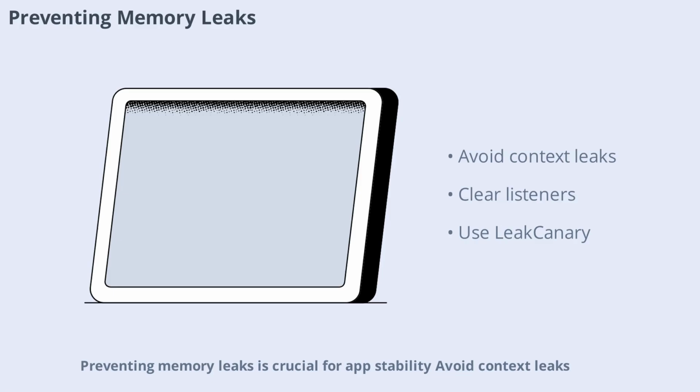Preventing memory leaks is crucial for app stability. Avoid context leaks, clear listeners, use LeakCanary, and employ weak references when needed. These practices help maintain optimal performance and prevent crashes.